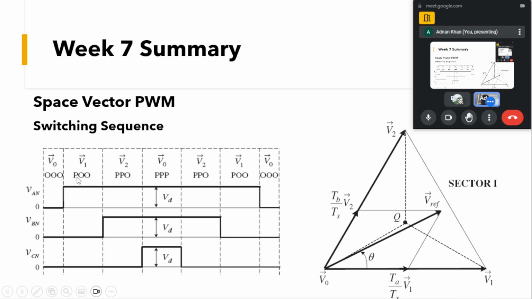Now let us say after 000 I had switched v2 first. Then first it would have been 000, then it would have been pp0. You can see we would have two switching changes in two of the legs. That means four of the switches would take part in that, which would increase our losses. What we want is to minimize the switching changes.